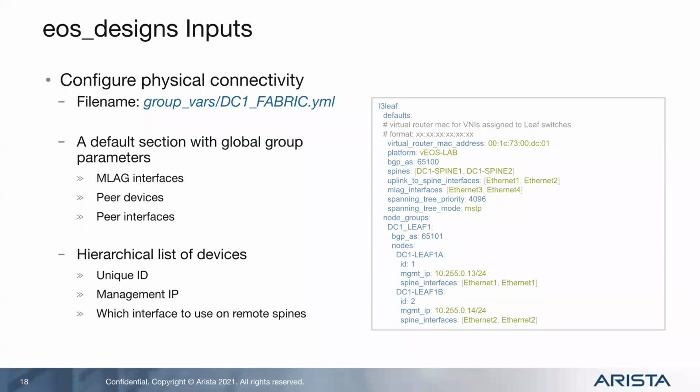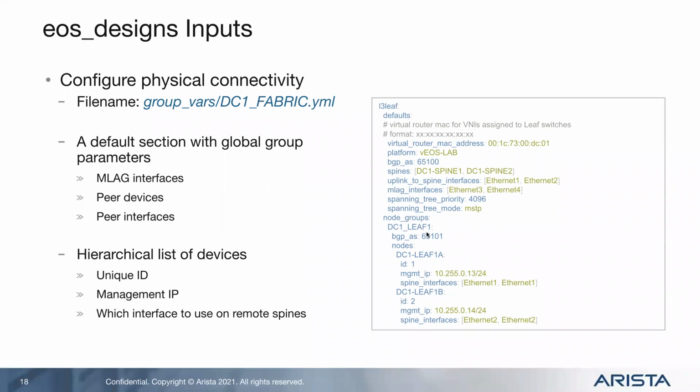Within this group, we are setting up for L3 leafs that we have some default values in place now. We're going to be saying for the purpose of this, that this will be the virtual map we'll use for MLAG and other services. The spines we're uplinking to are DC1 spine 1 and DC1 spine 2. All of the devices will use ETH1 and ETH2 to do uplinks to the spines, and they'll use ETH3 and ETH4 as their MLAG interfaces if they're a leaf pair.